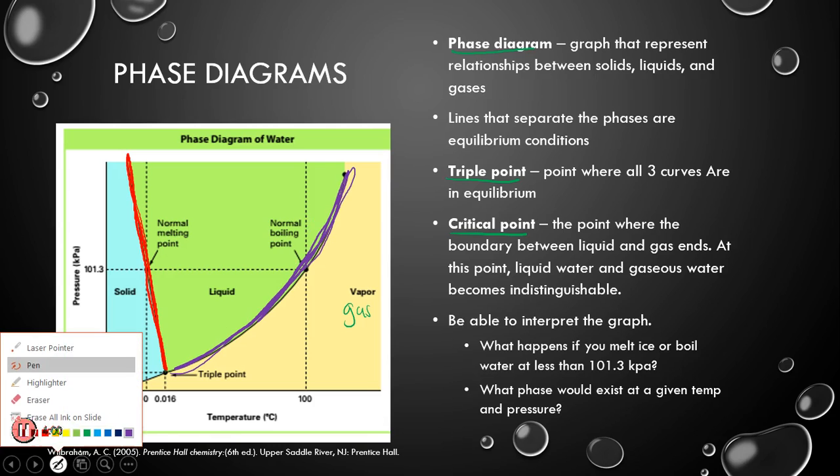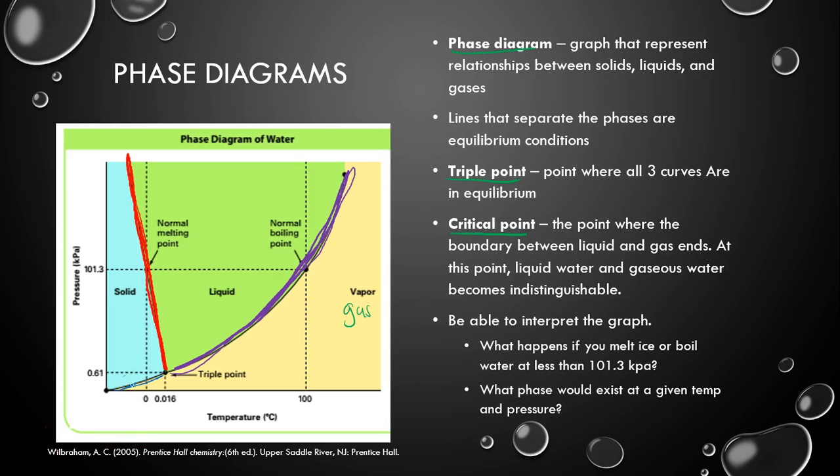And then if I pick a different color, maybe this teal color right here, this line right here at the bottom that I'm making darker and darker with this color, this represents the boundary between solids and gas, so that's sublimation and deposition.